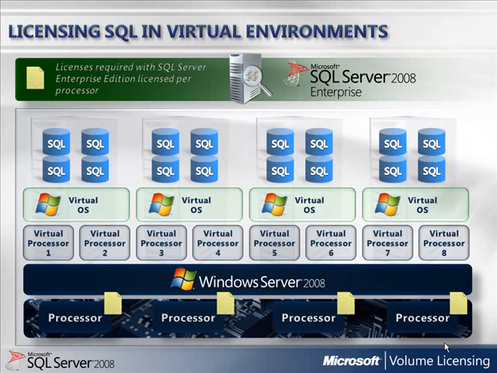Enterprise Edition licensing in a per processor virtual environment requires an Enterprise Edition license for the physical processors in your server, regardless of how many virtual processors are being used. So in this case, just 4 Enterprise per processor licenses are required.